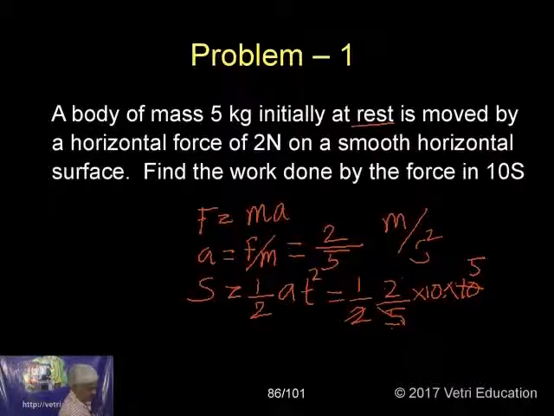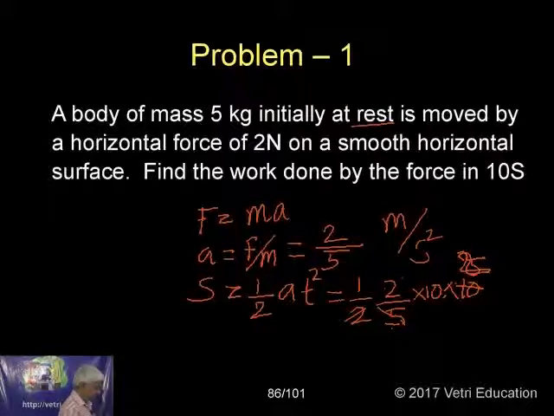Therefore, 2 into 10, the 2 getting cancelled. That's equal to, what is the value? 5. 5 can be 2 times. 2 5s are 10. That is 2 into 2, 4.